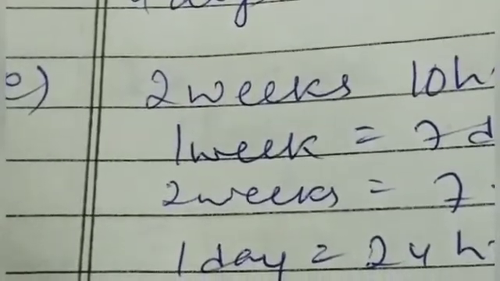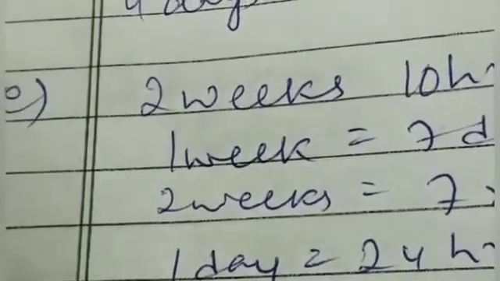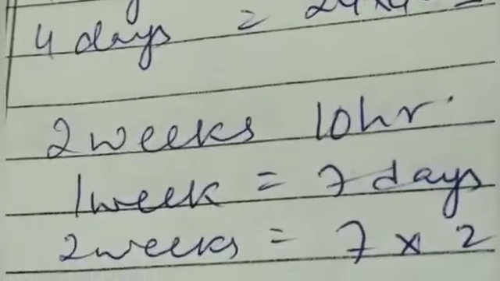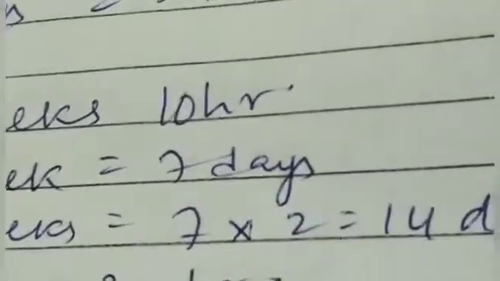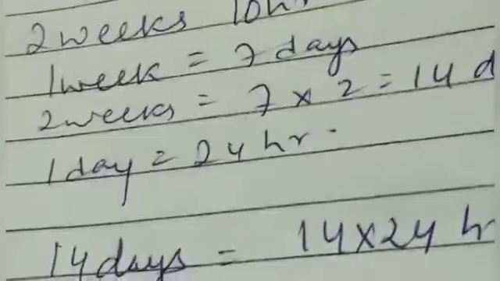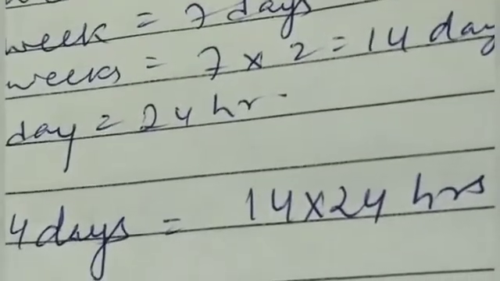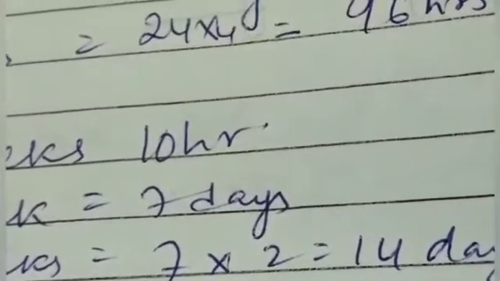And in question number E, there are weeks and hours. So we will convert weeks into days first and then multiply by 24. So we'll write 2 weeks, 1 week is equal to 7 days. So 2 weeks will be 7 into 2, 14 days. So 1 day also has 24 hours. So 14 days will have 14 into 24 hours. Okay. So here again we'll multiply and see the sum. What is 14 into 24? Then again we have to add 10 hours to it.